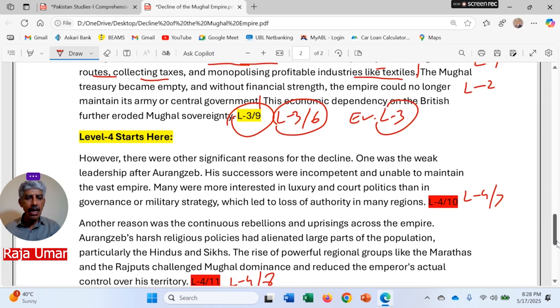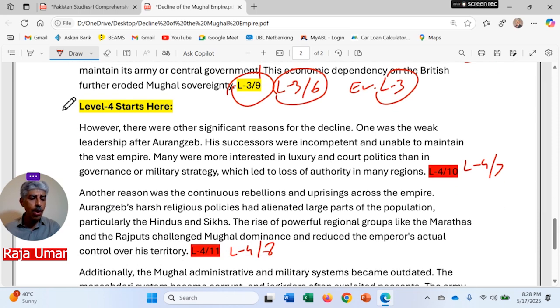So now level 4 starts here. Do not write this in your answer. I have written it just to make it clear that from here level 4 starts. However, there were other significant reasons for the decline, not only the arrival of the British. So now we are shifting from level 3 to level 4.